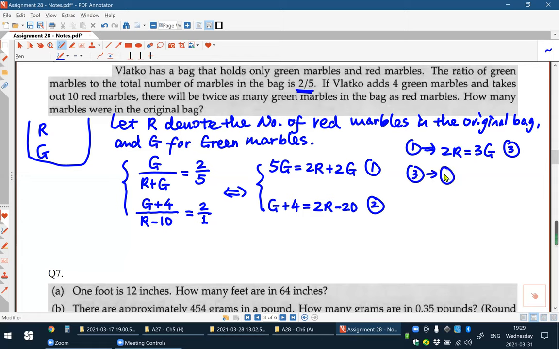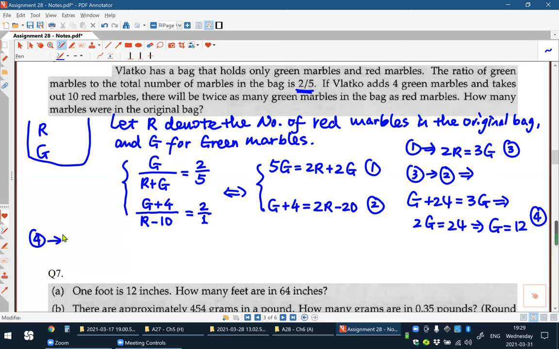Then we can actually put 3 into equation 2. This will give us G plus 24 equals 2R. 2R is actually 3G, right? So this tells us 2G equals 24. That means G is 12, right? So let's label this with 4. Then we can put equation 4 into equation 3. And then we know 2R is 3G, which is 3 times 12, okay? Then we can solve R is 36 over 2, which is 18, correct? Okay, so that means number of green marbles is 12. Number of red marbles is 18.